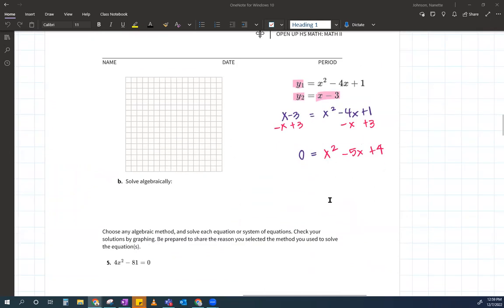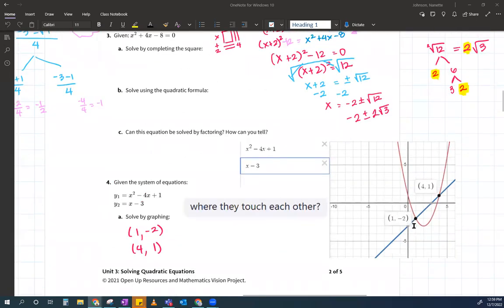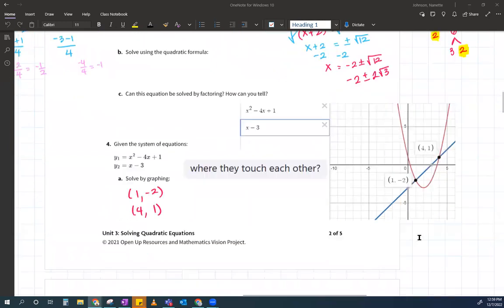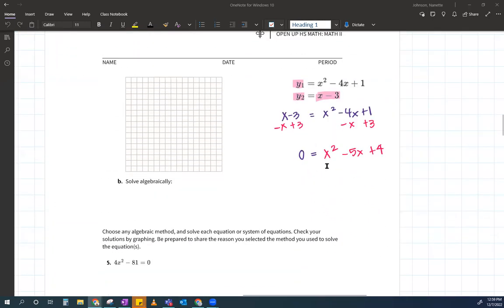Okay, so hopefully it'll give me 2 different x's, which we already know the answer. It's going to give me 2 different x's, right? So because it's going to give me 2 different x's, I should therefore have 2 different y's.